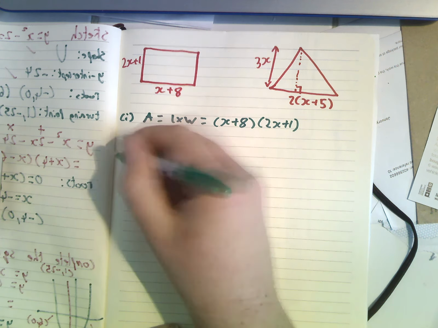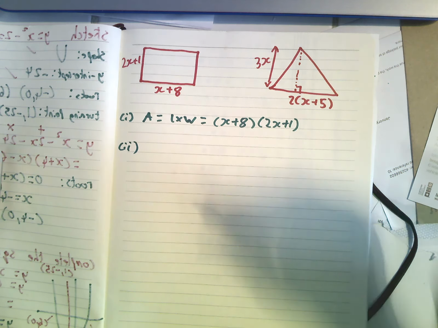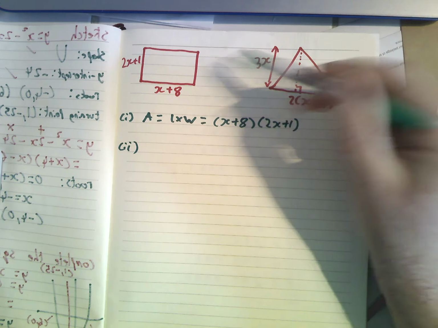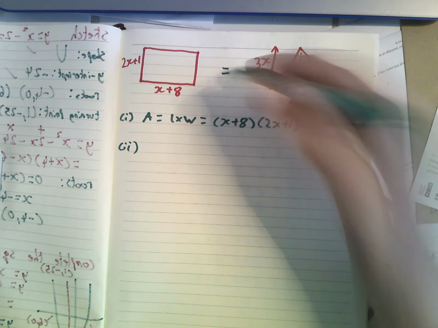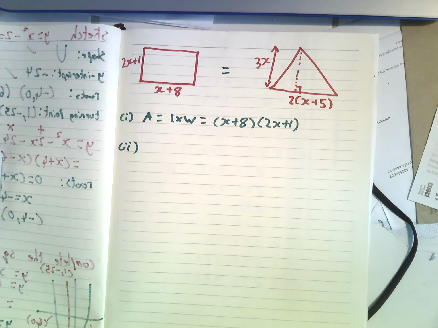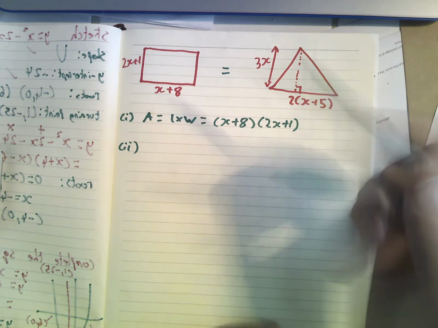The second part of this question tells you that the area of the rectangle and the area of the triangle are equal. Okay? So that's what it's told us. It's told us those two areas are equal. And what it wants you to do is to set up an equation. Set that up as an equation. So we're going to do that now. We've already done the area of the rectangle.